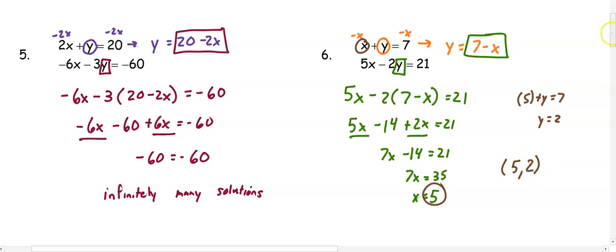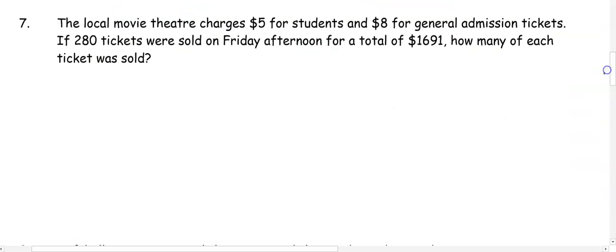Now let's look at some word problems. Number 7, the local movie theater charges $5 for students and $8 for general admission tickets. If 280 tickets were sold on Friday afternoon for a total of $1,691, how many of each ticket were sold? The first thing we need to do is identify our variables. There are two types of tickets being sold. We have S for student, and we have G for general admission.